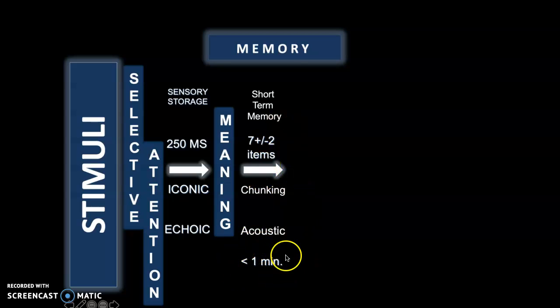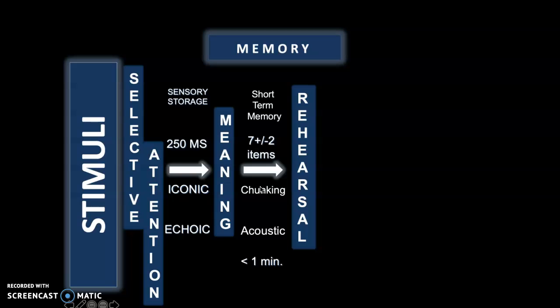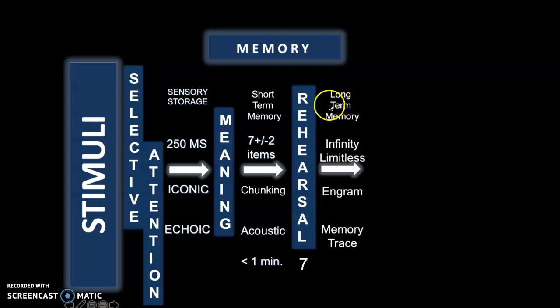The length of time that short-term memory lasts is less than 1 minute. So unless you rehearse the items in your short-term memory, they disappear. They dissipate. You no longer have them. But if you rehearse, the magic number of rehearsals is 7. 7 meaningful rehearsals will allow information to get into your long-term memory. The capacity of long-term memory is infinity.